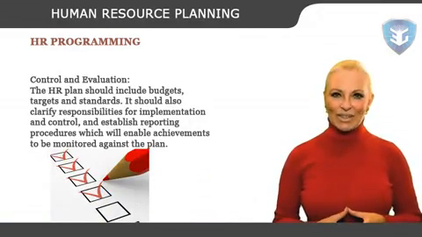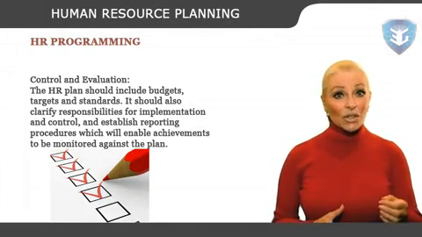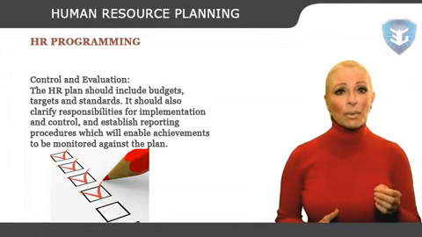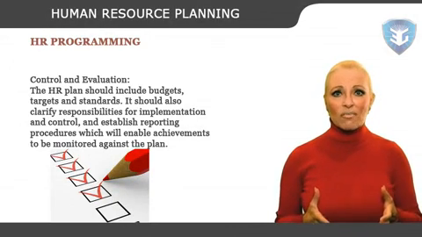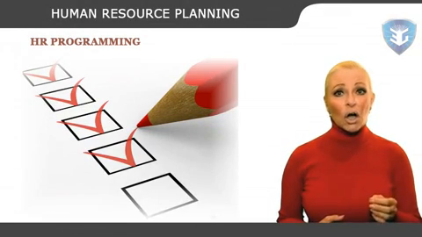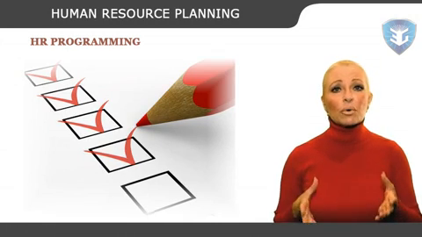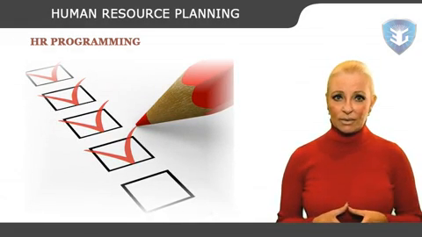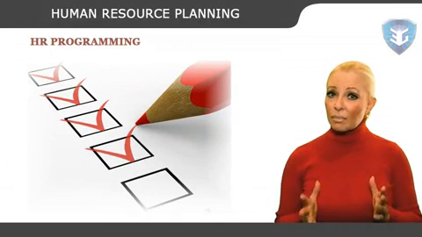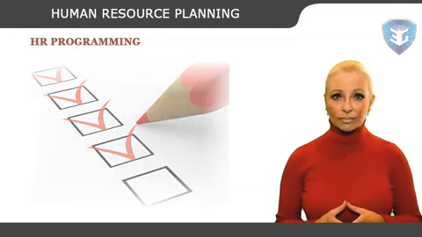Control and evaluation. The HR plan should include budgets, targets, and standards. It should also clarify responsibilities for implementation and control, and establish reporting procedures which will enable achievements to be monitored against the plan. These may simply report on the numbers employed against establishment and on the numbers recruited against the recruitment targets. They should also report employment costs against budget and trends in wastage and employment ratios.